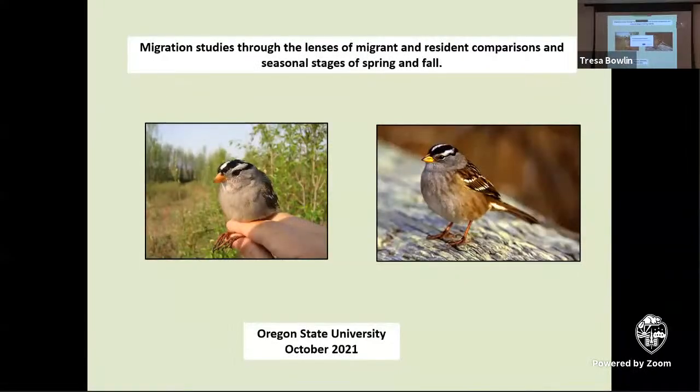Migration, physiology, and behavior with her, my mentor and biology hero. So with no further ado, Marilyn is going to talk to us about migration studies through the lenses of migrant and resident comparisons and seasonal stages of spring and fall.